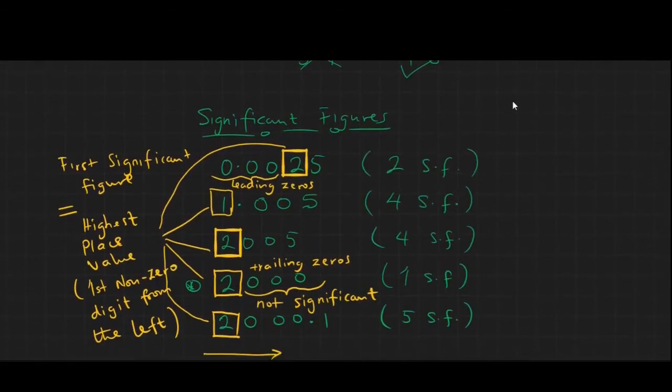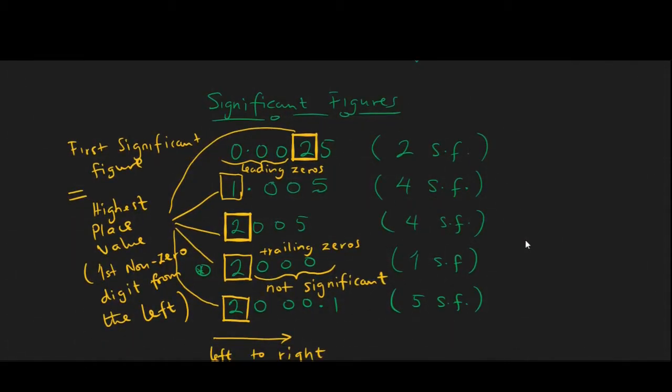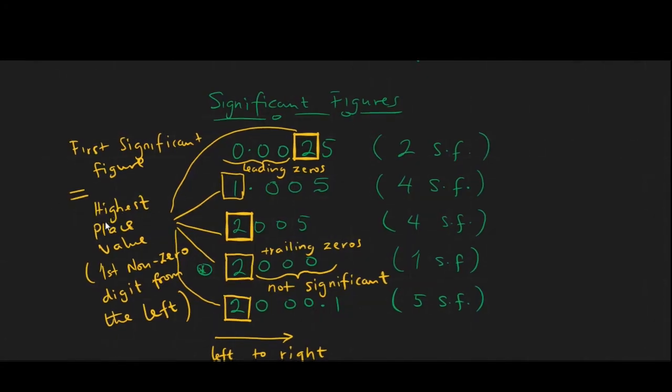Now let's talk about significant figures. In order to round a number up or down based on significant figures, we need to first of all identify the first significant figure, which is the highest place value number counting from the left. And usually that number is the first non-zero digit from the left.